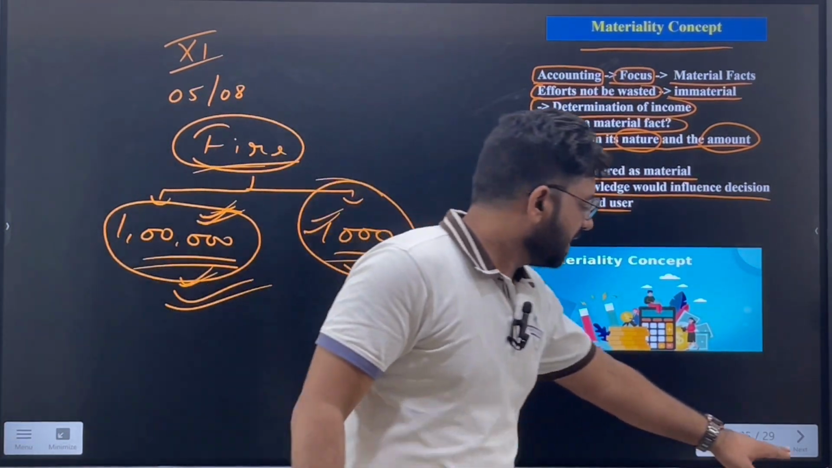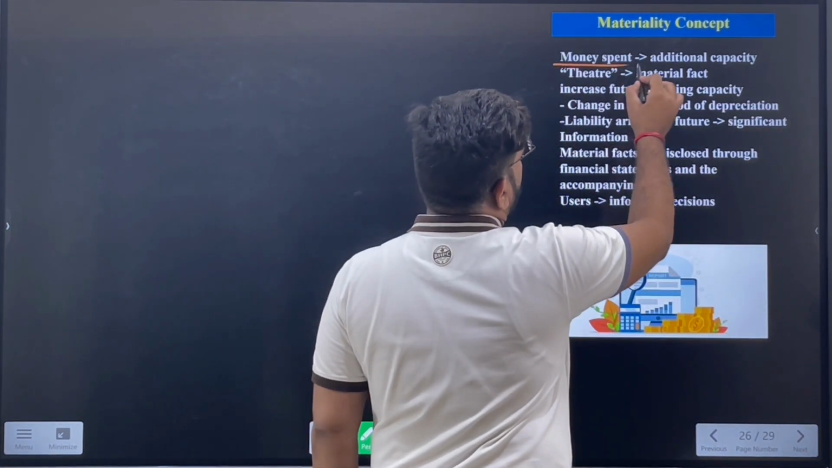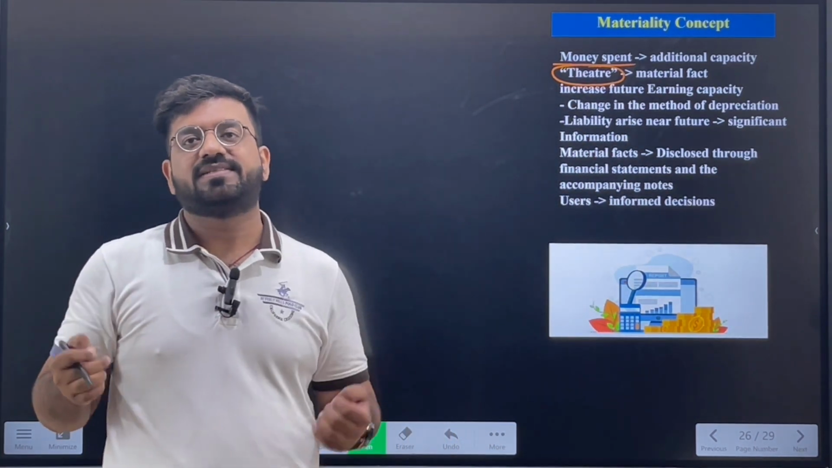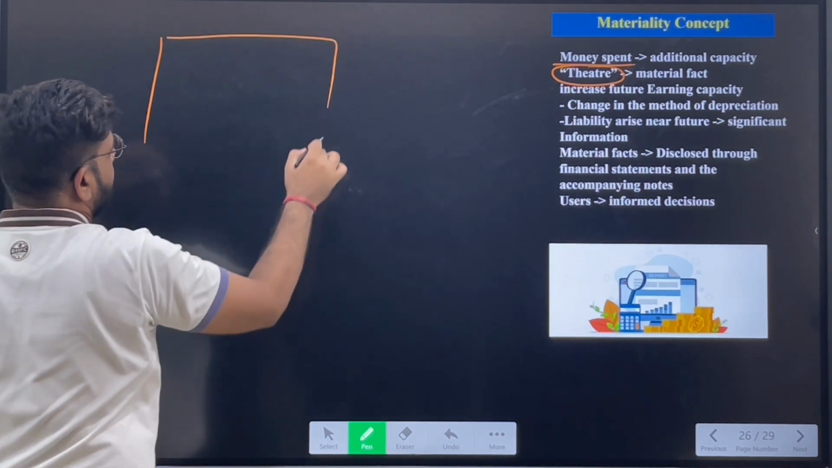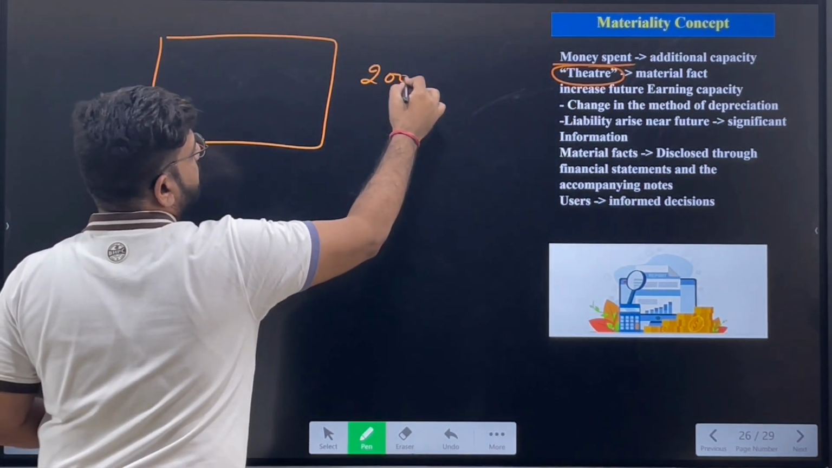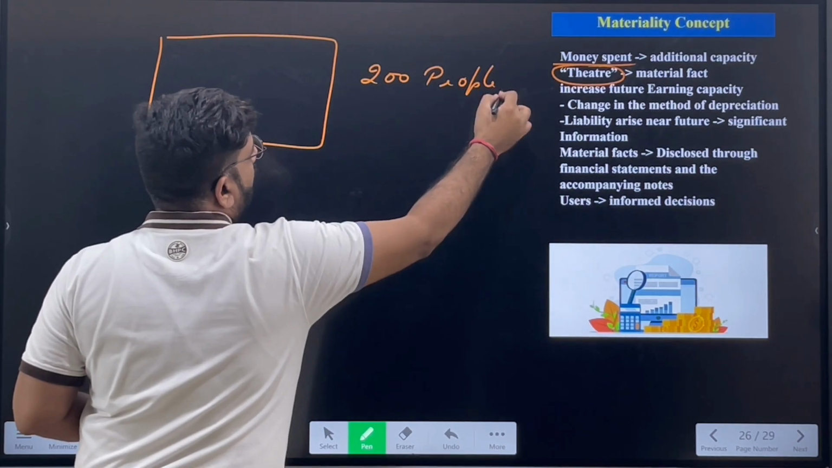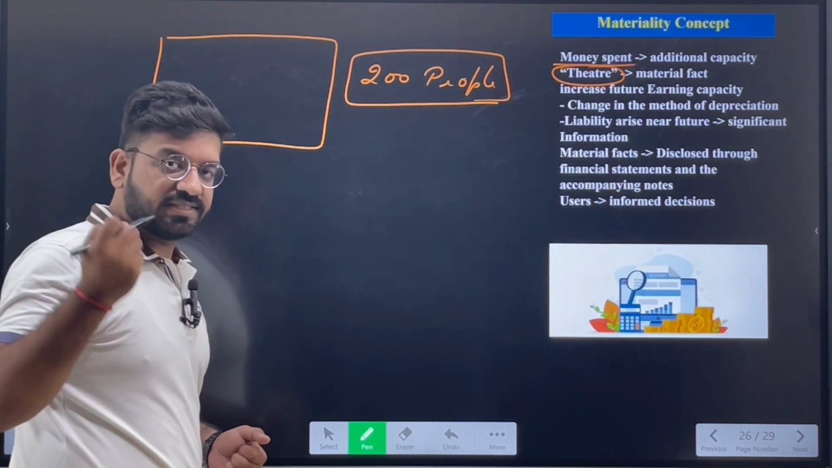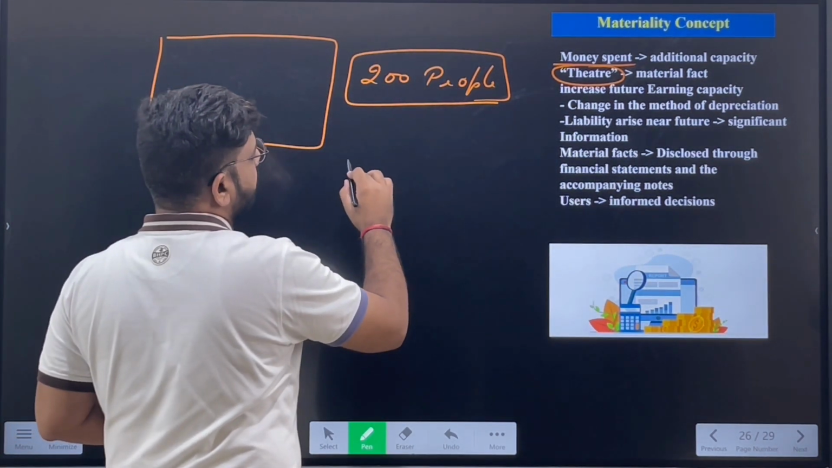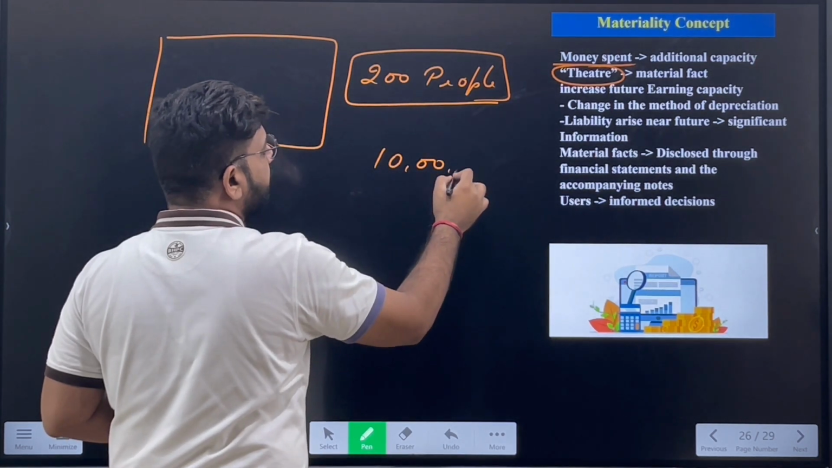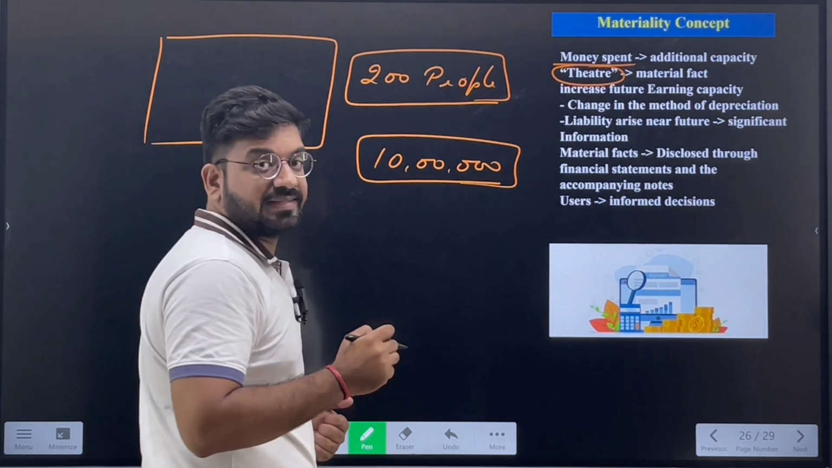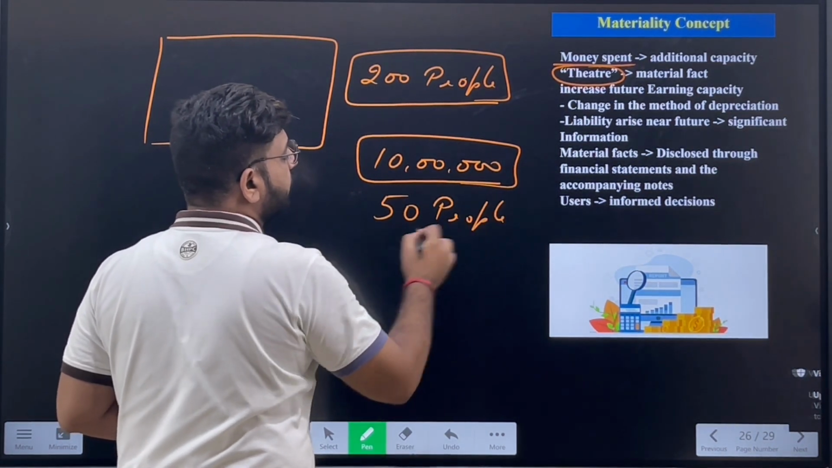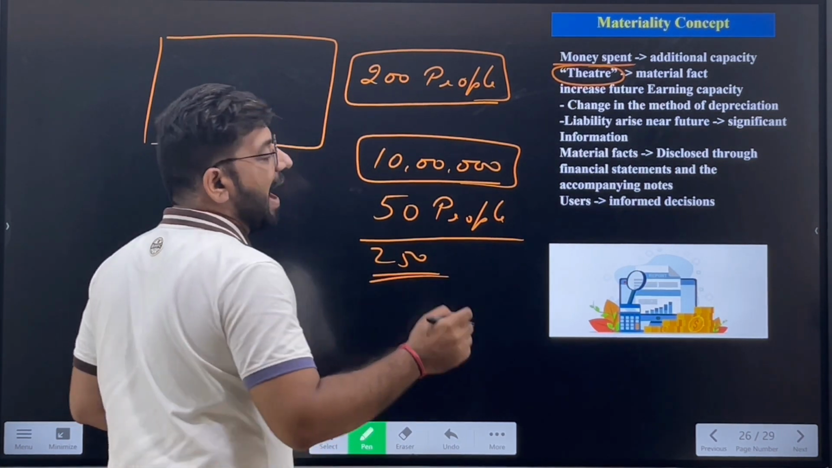Okay. Now, next is basically the amount. For example, there is a theater. In a theater, suppose the theater has a capacity of 200 people, where at a time 200 people can sit and watch the movie. Now just imagine if I were to invest 10 lakhs more, and with the expenditure of 10 lakhs, I can increase the capacity by 50 people. That is, I can increase the capacity to 250 people to see the movie at a single time.